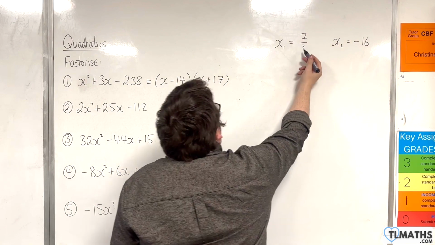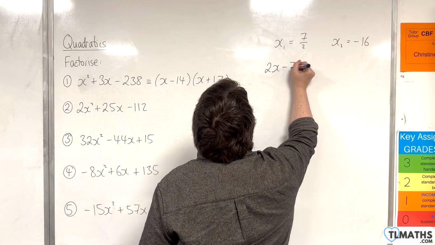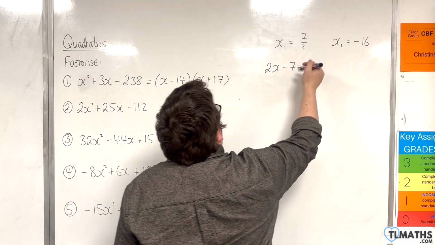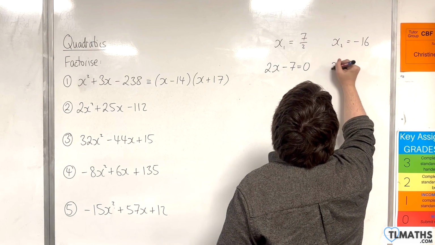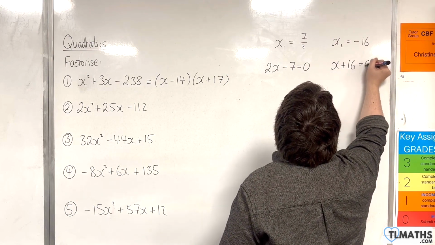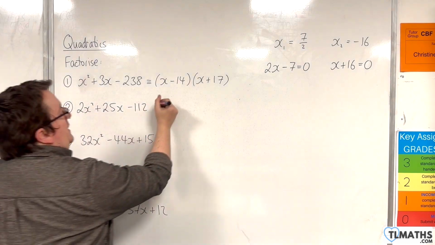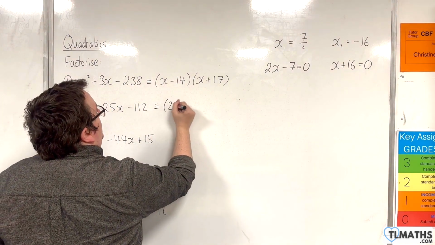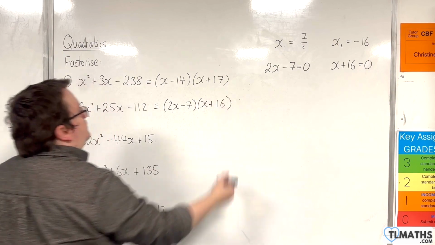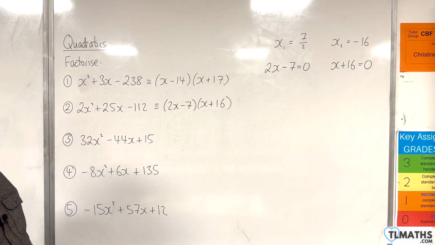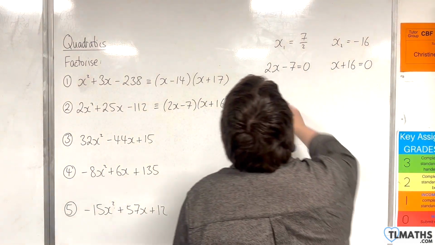So if I multiply both sides by 2 and then take 7 from both sides, I can rearrange this one into that form. And if I add 16 to both sides, I can get it into that form. So my two brackets need to be 2x minus 7 and x plus 16. Okay, and so this is how you can quickly factorize a quadratic. It's a really useful skill.